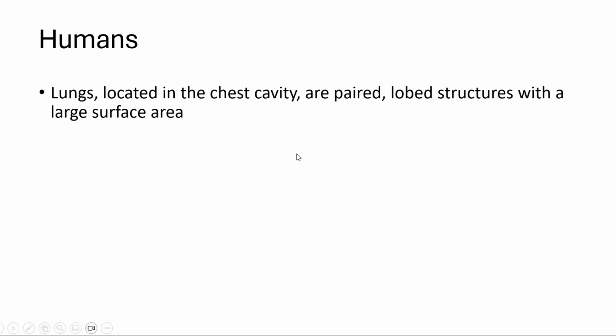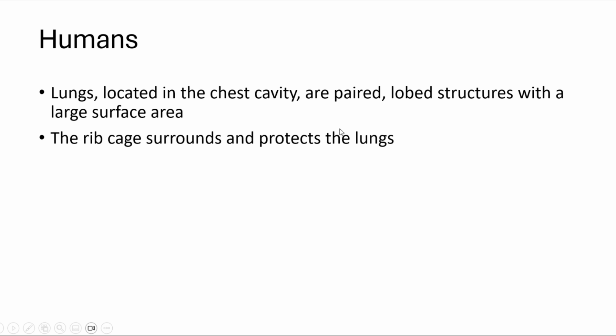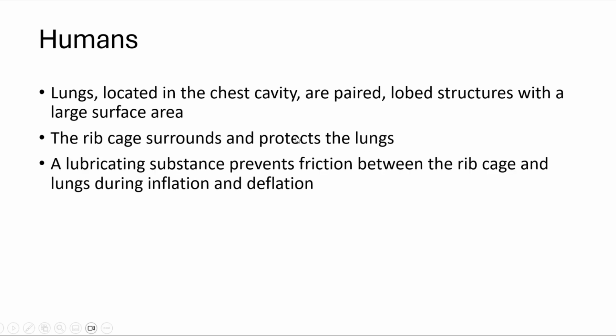Humans have lungs, which are located in the chest. They're paired, lobed, and have a large surface area. The rib cage surrounds and protects the lungs, of course. There's also a lubricating substance that prevents friction between the rib cage and the lungs during inflation and deflation. When you breathe in, your lungs get inflated, which causes a bit of friction, so you have to have lubrication there, you get me?